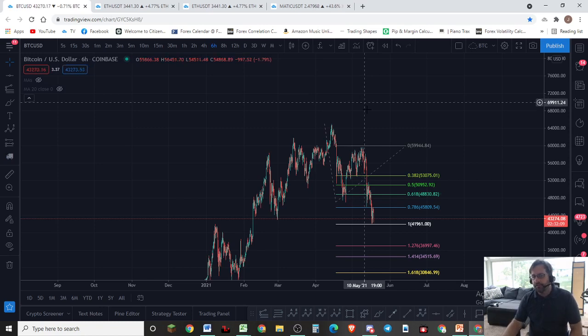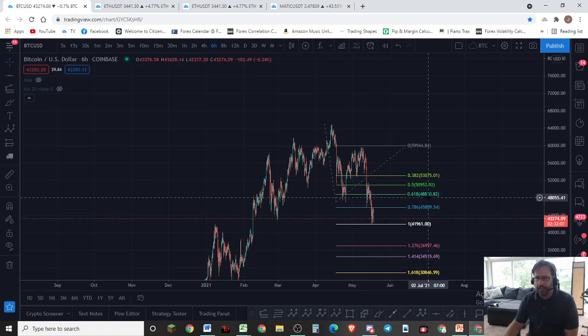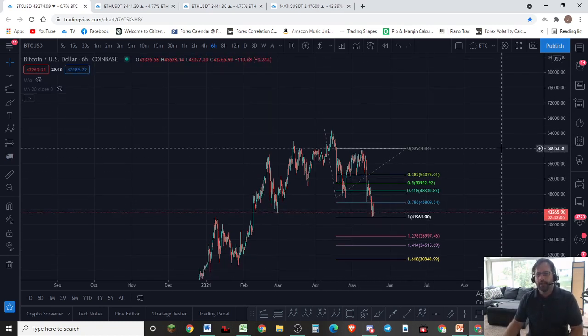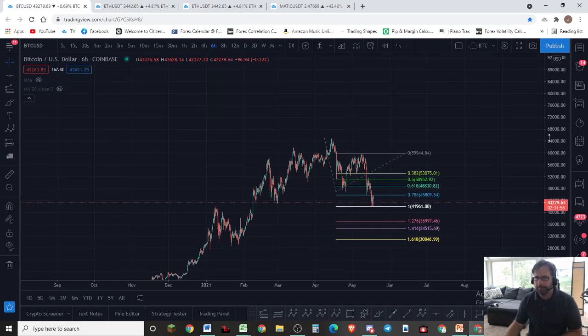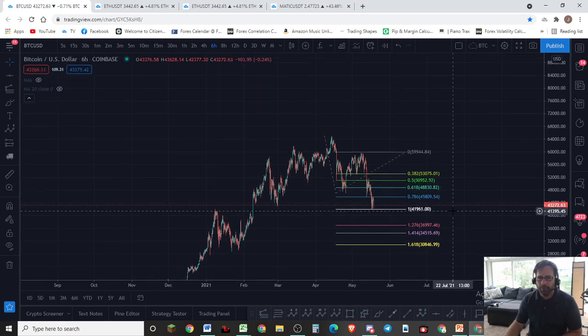It really needs to hold this level in this range anywhere, guys. If I'm going to feel good about another bounce to the upside for another five wave impulse to the upside, I need it to hold this level.